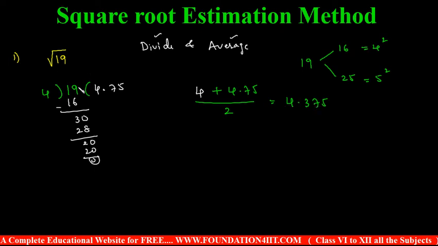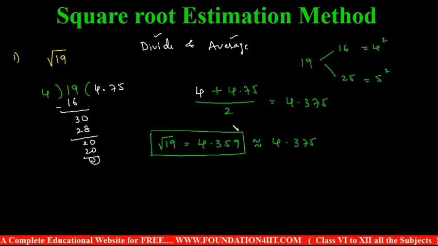Let us compare with the original. The square root of 19, the original number, is 4.359. So this is approximately equal to 4.375, at least up to the 10th place; the 100th and 1000th places are different. So this is an approximate value. This concept gives you clearly up to the 10th place. The original answer is 4.359, and what we got is 4.375.